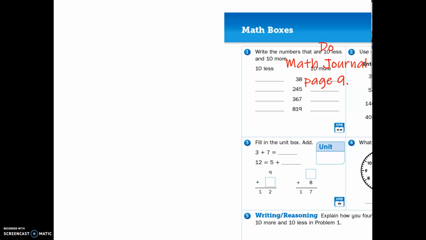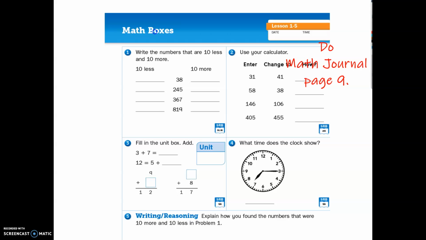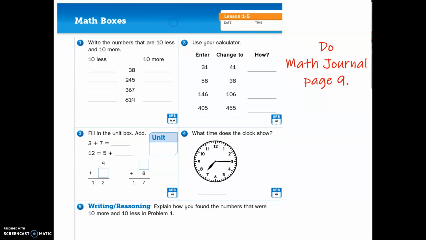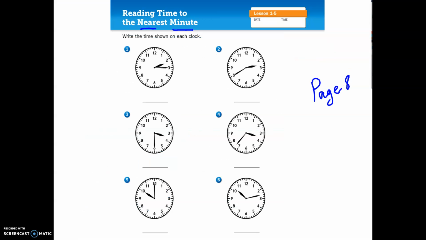In your math journal, let me move this over. There we go. Page 9 are your math boxes. You can take some time now to complete your math boxes. If you did not take the time to do page 8, you can do that also.